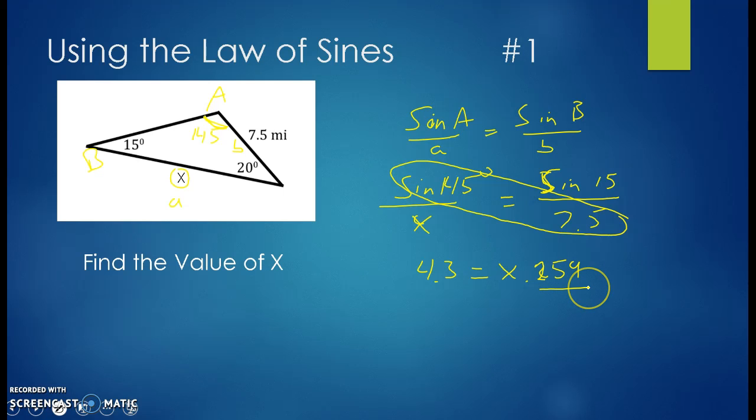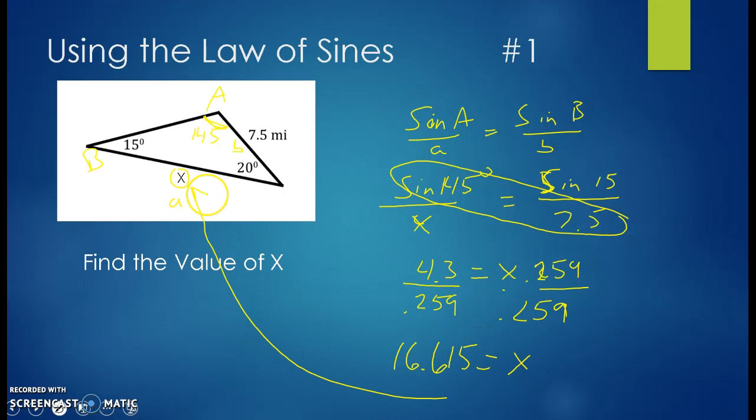So then I'm going to divide both sides by 0.259, and I'll have that x equals 4.3 divided by 0.25988. I'm going to use 88 because I know that's a little bit closer, and that's 16.615. So the value of x has to be 16.615. And I wouldn't have been able to do that without the law of sines.